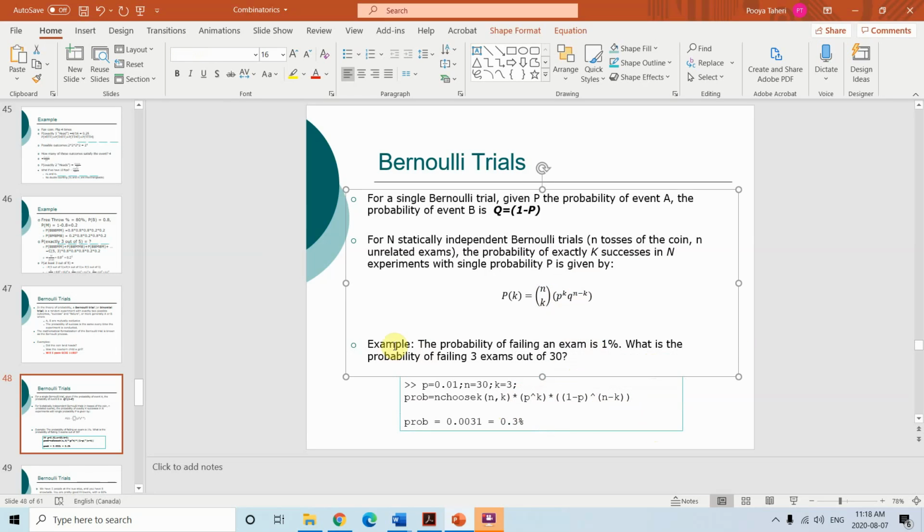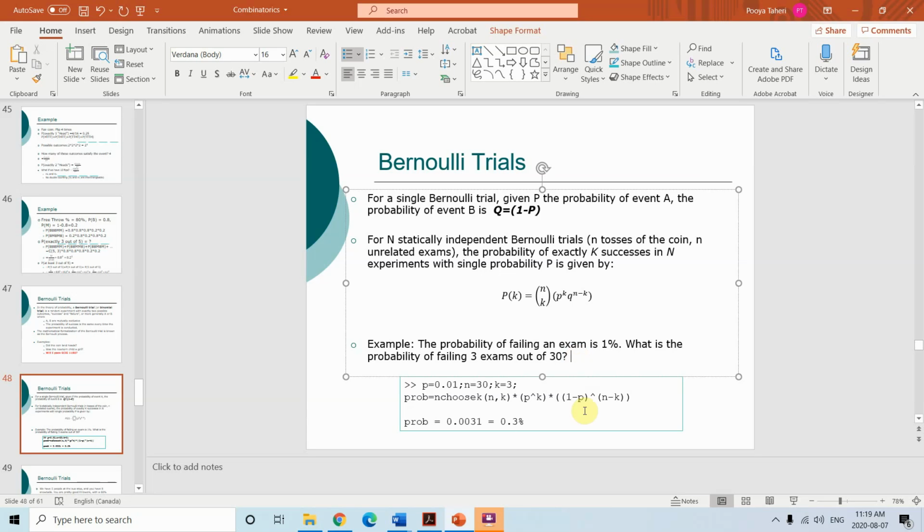As an example, the probability of failing an exam is 1%. What is the probability of failing 3 exams out of 30? Let's say all the exams have the same pass rate. During your studies you have to take 30 exams. The probability of passing an exam is 99%, and the probability of failing is only 1%. What is the probability of failing exactly 3 exams out of 30?